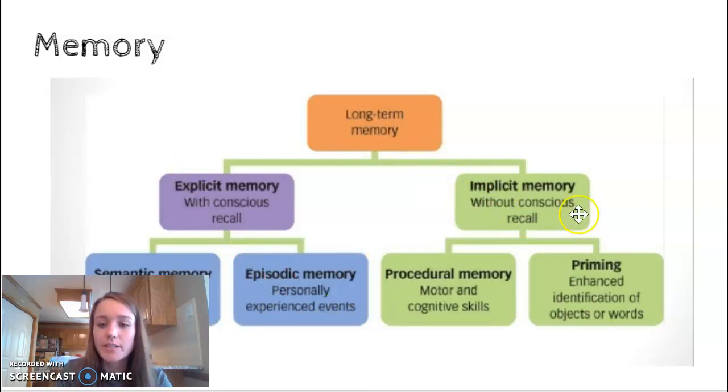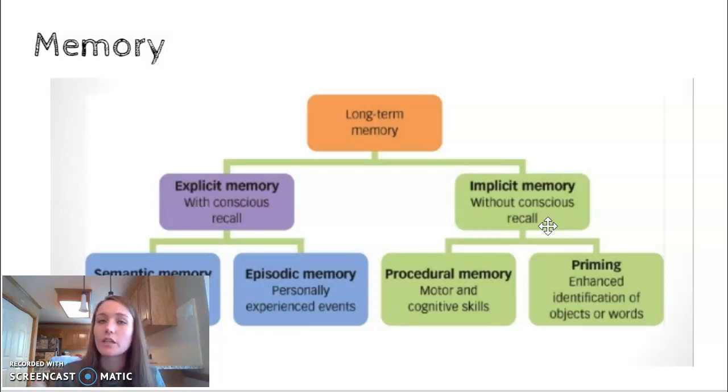On the other side, implicit memories, these are things that you're not necessarily realizing you're remembering. These are things that you just do. They're usually physical motor skills. You don't realize you're picking up a memory when you're going and doing that skill.